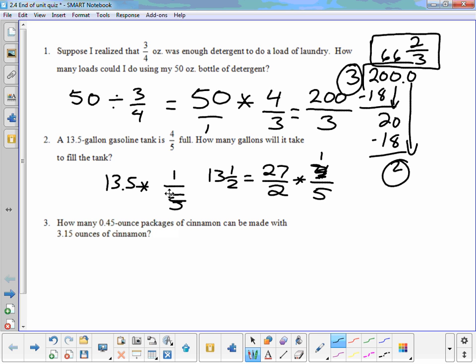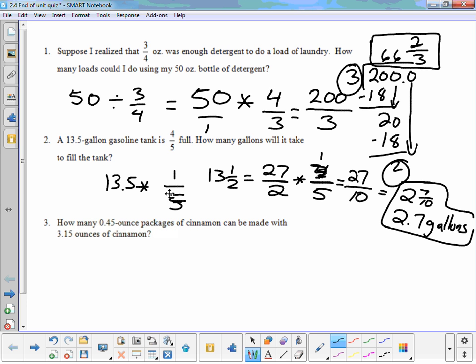Okay. So when we get this done, we get a grand total of 27 on the top. 1/5 of 13.5 is 27 tenths. 27 tenths is the same thing as 2 7/10, which can be written as 2.7 gallons, or 2 7/10 gallons. Okay, so some of you did this problem. We have some kids that multiplied by 5/4, which means they thought that they're supposed to divide.